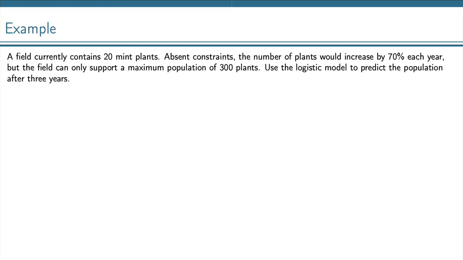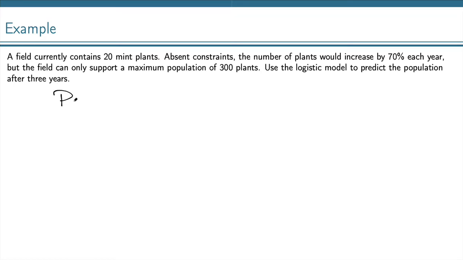A field currently contains 20 mint plants. Absent constraints, the number of plants would increase by 70% each year, but the field can only support a maximum population of 300 plants. Use the logistic model to predict the population after 3 years.